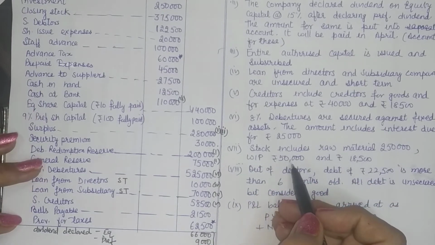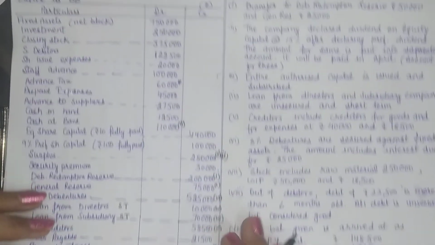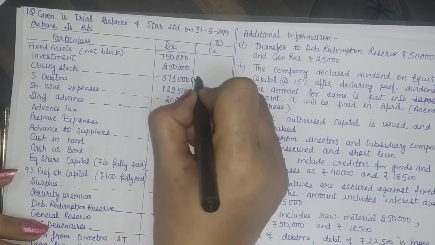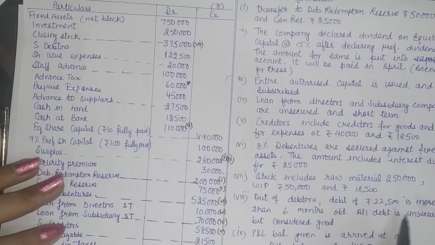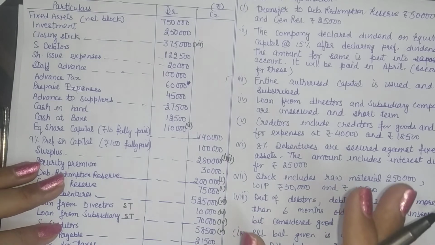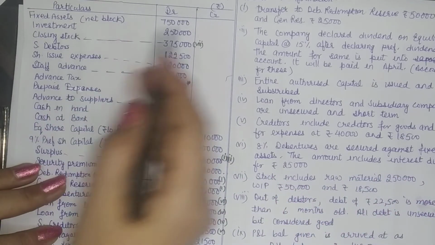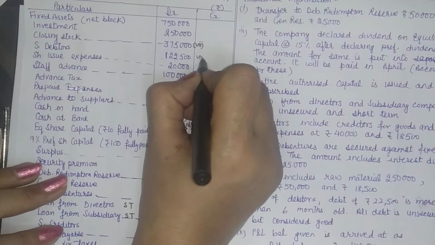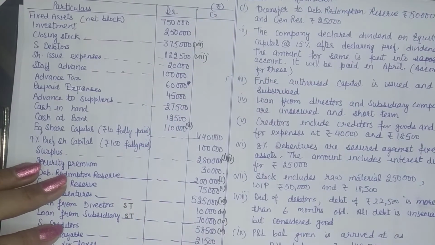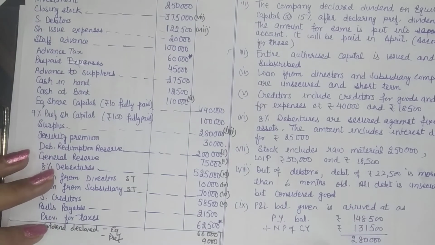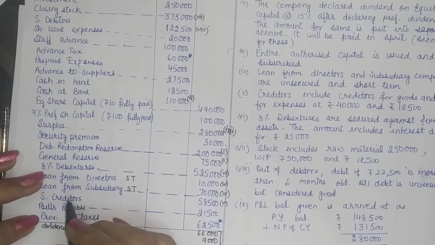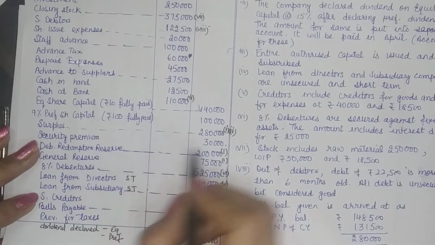Stock components are given, which means these details must be given in the notes. So when we prepare notes to balance sheet, we will have to refer to this. Out of debtors, debt of 22,500 is more than 6 months old. That means this is old and remaining are new. And all debts are unsecured but considered good. Okay. So where are our debtors? We have their details as well. All details are given in the notes to balance sheet. It doesn't affect your working, but you need to give the details. P&L balance is arrived like this. So P&L balance, right. Okay. So surplus. So in surplus, we are given the details.